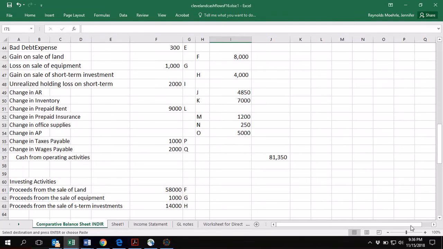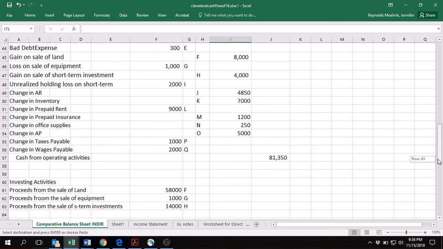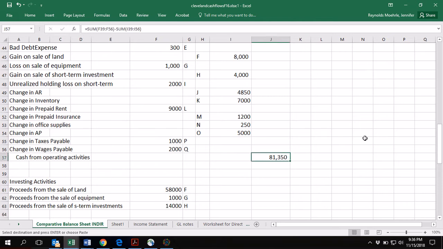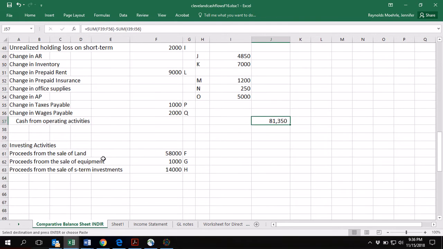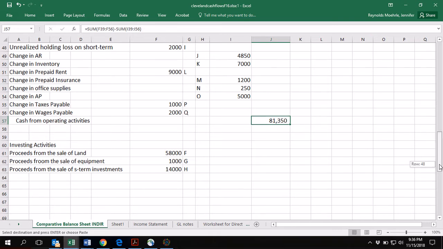Ready to finish the statement of cash flows, indirect method for Cleveland cash flows? I know I am, so let's see where we are. We just finished our cash from operating activities. Along the way, we did quite a bit with our investing activities, but this is the section we're going to finish right now. We're done using our income statement.